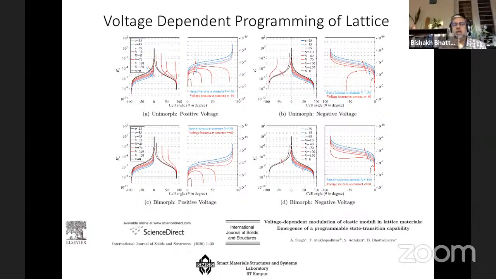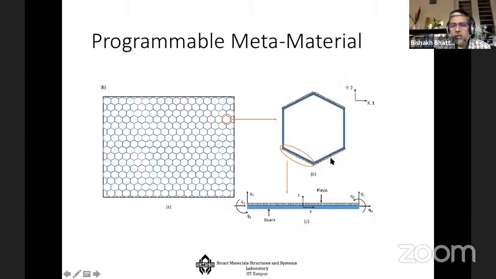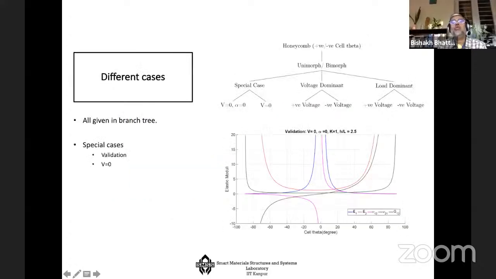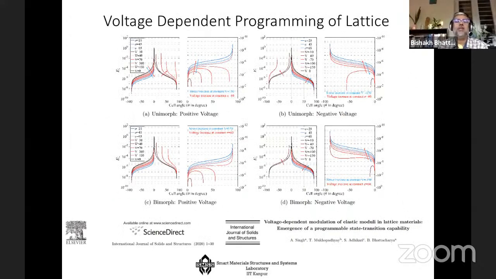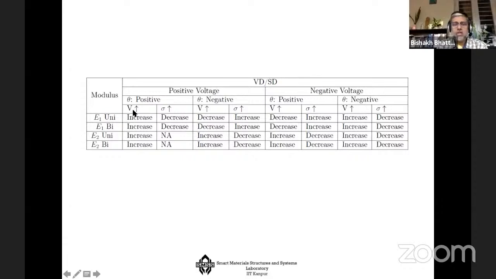So this entire trick is that you are actually playing with this angle. By using piezoelectric material, you are changing these angles, and as you are changing the angle of a honeycomb, you can change the modulus of elasticity of the system drastically. So this is some of the changes that you can do, like you can increase E1, you can increase E2 and decrease by changing the voltage, etc. And there are situations which are voltage dominant and situations which are stress dominant.